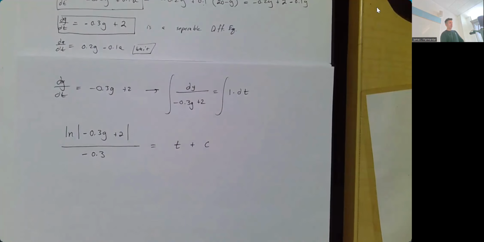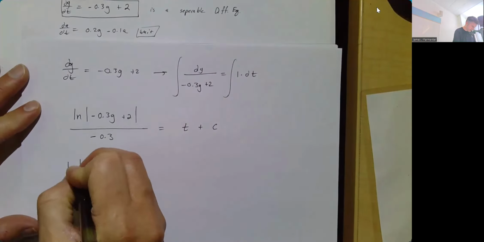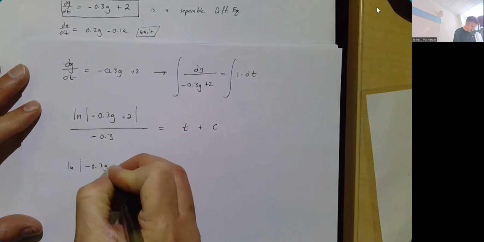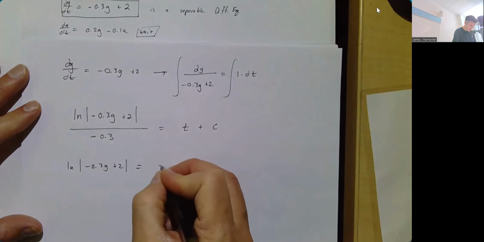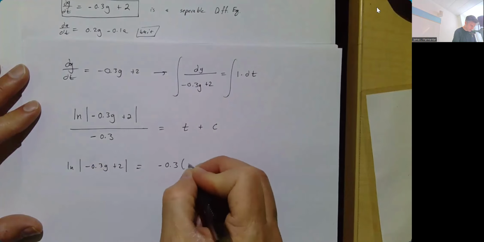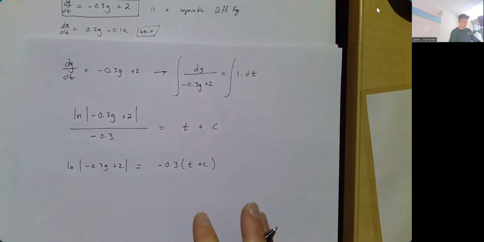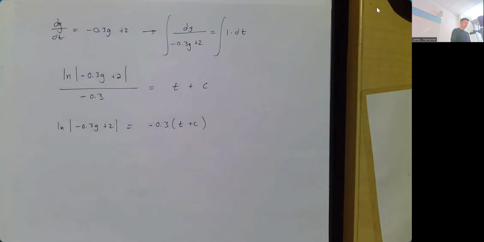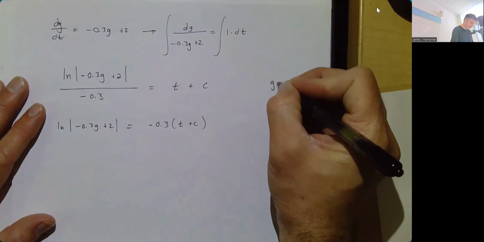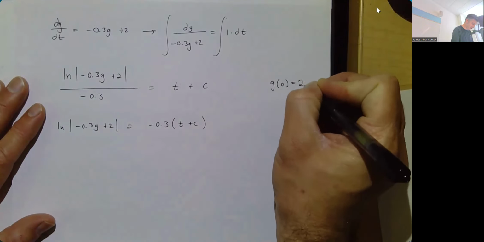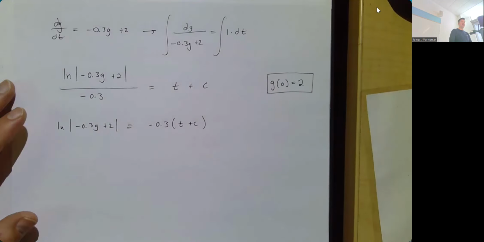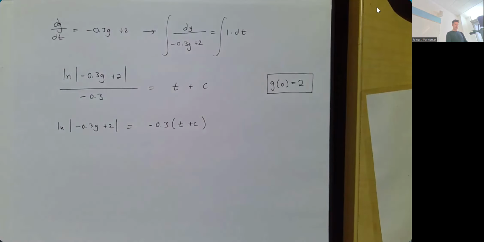And then I'd multiply both sides by negative 0.3. So the natural log of the absolute value of negative 0.3 g plus 2 is equal to negative 0.3 times t plus c. We'll remind everybody that we have the initial condition that g of 0 is equal to 2. Eventually we're going to have to plug that in and figure out what c is. Let's not do it now.